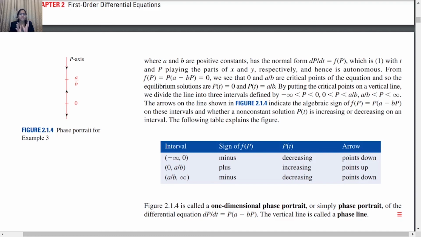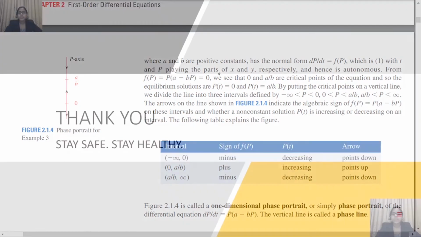Okay, so that is what we discussed today about the autonomous differential equation and the corresponding critical points, and the example in which we have seen the concept of phase portrait and phase line. So that's it for today's session.